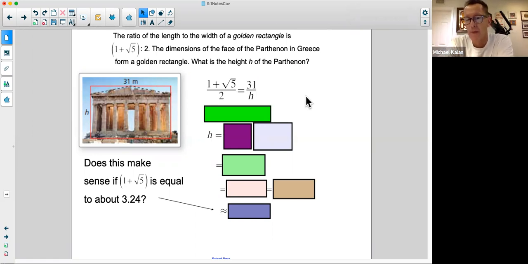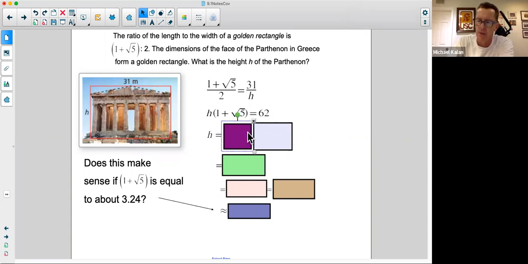Well, one thing you could do is cross multiply, right? So we can multiply (1 + √5) times h, which means we'd have to distribute the h to the 1 + √5. And then we can multiply the 2 times the 31. So we can do cross products. Now we no longer have a fraction. And in order to get h by itself, we need to divide by this factor of 1 + √5, right? So we'd have 62 divided by 1 + √5.